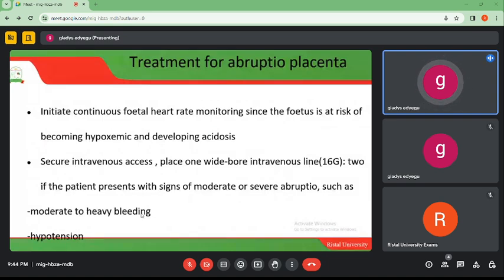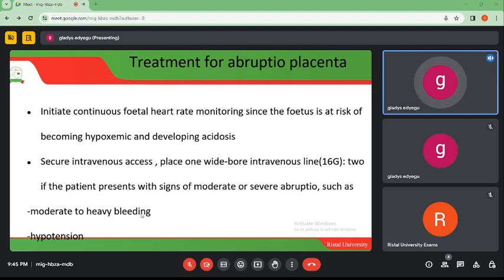Initiate continuous fetal heart rate monitoring. Make sure that you monitor the fetal heart so that you can avoid hypoxemic effects that may lead to acidosis in this baby. Then secure intravenous access to help us improve the circulatory system, because they need to have enough oxygen to the brain and vital organs, both of the baby and the mother. So you need to put a large bore cannula, considerably gauge 16, and you should put in 2, which will help you in the proper rehydration or resuscitation of this mother.